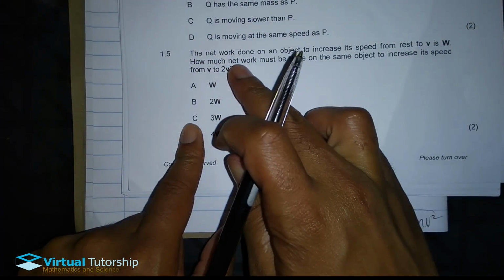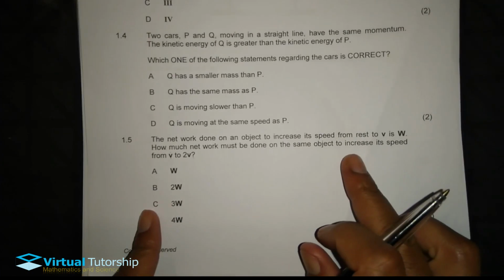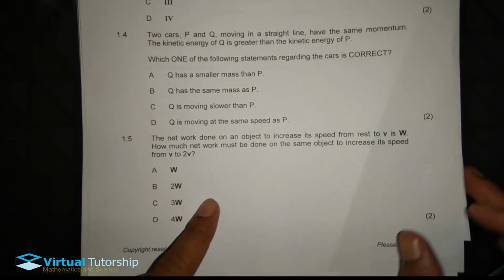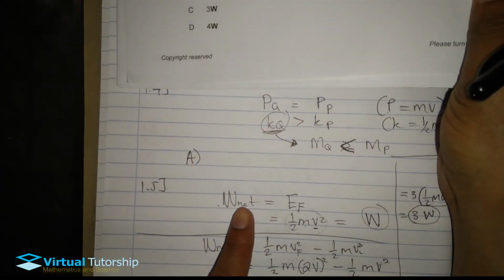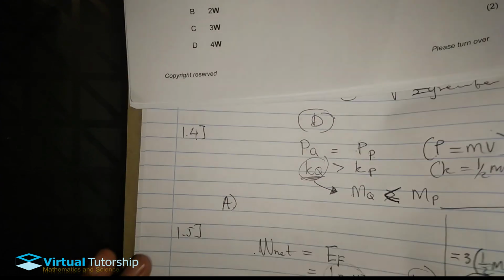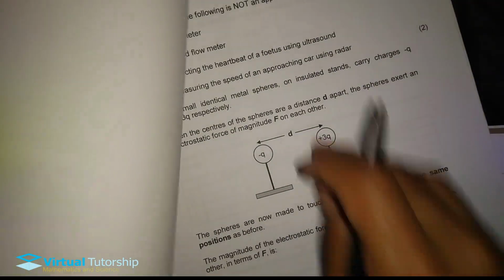So the net work required to move the same object from v to 2v is what? It's 3 times the work done in the previous scenario. So the answer is C. Our answer is C for 1.5.